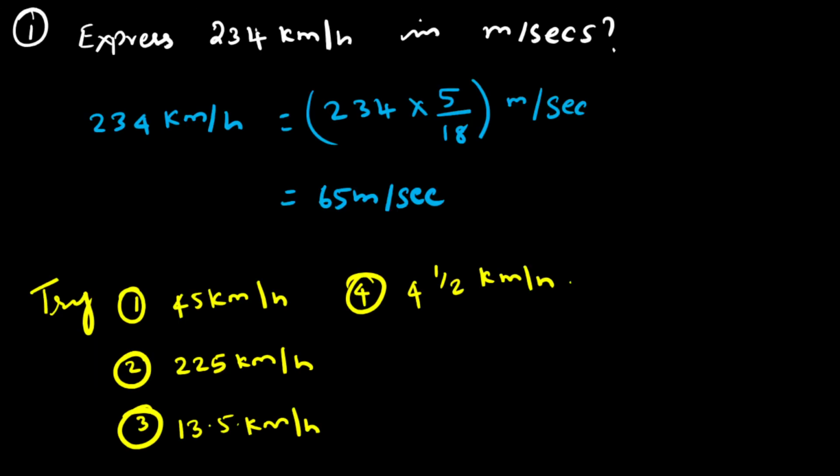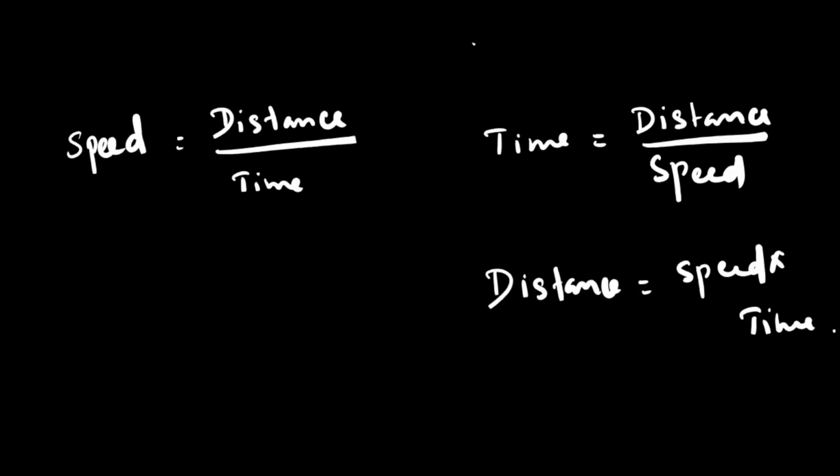Express 234 kilometer per hour in meter per second. Okay, it's very simple. We have to multiply it by 5 by 18. 234 kilometer per hour is equal to 234 into 5 by 18. So when you cross multiply and do all the calculations, we will get 65 meter per second. That is, if an object is moving 234 kilometers per hour, it will move 65 meters in 1 second. Okay, you can try all these sums.